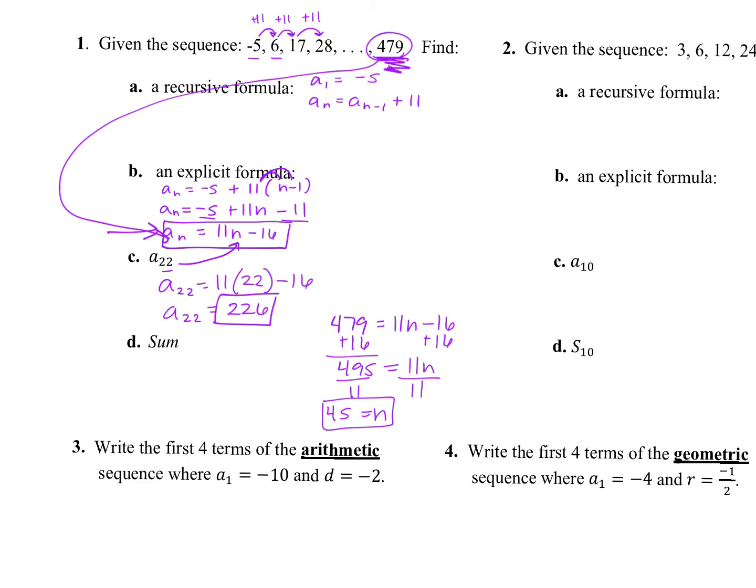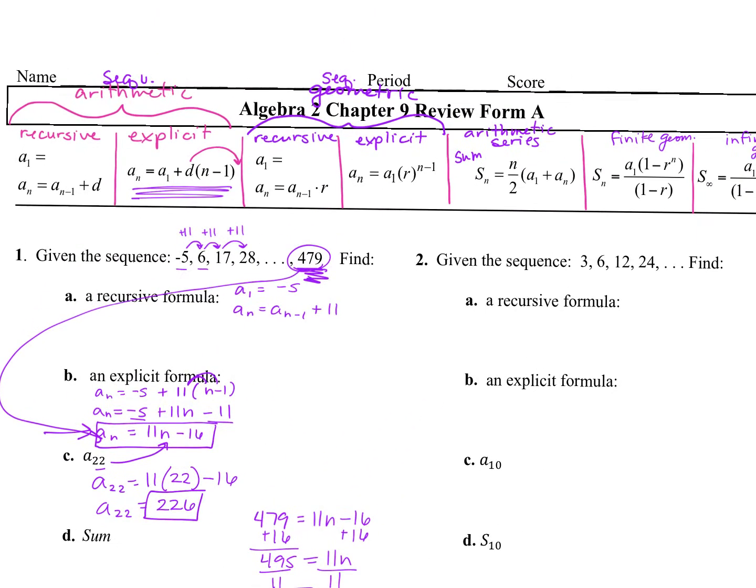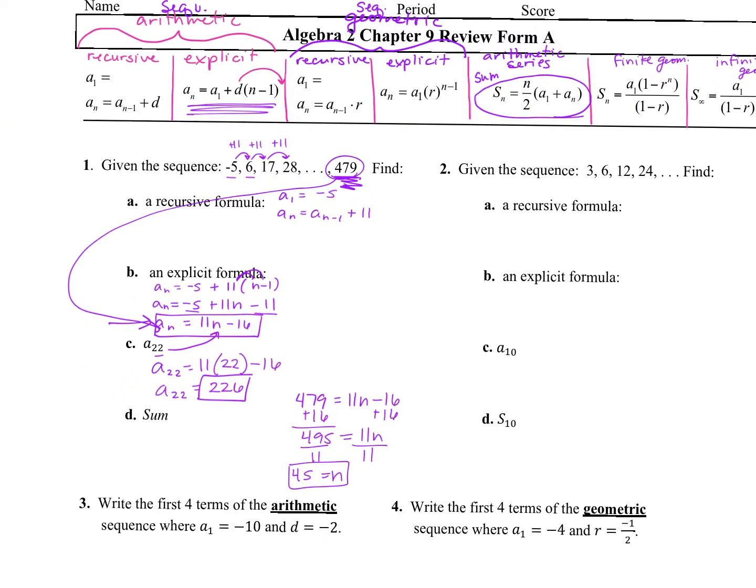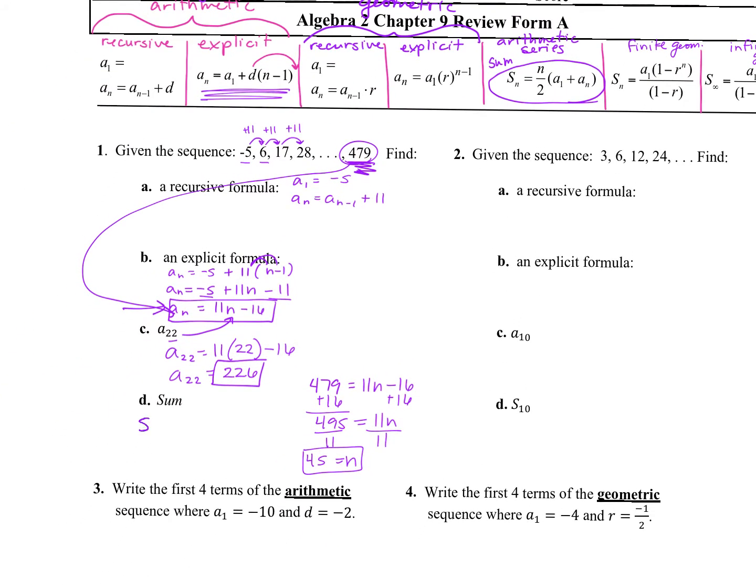We're trying to find the sum. The sum formula for an arithmetic is this one. So we're using that formula. So it's going to be s sub 45 equals 45 over 2 times the first term, negative 5, plus the last term, 479. And then you'll just plug that into your calculator. So the sum of those 45 terms is 10,665.